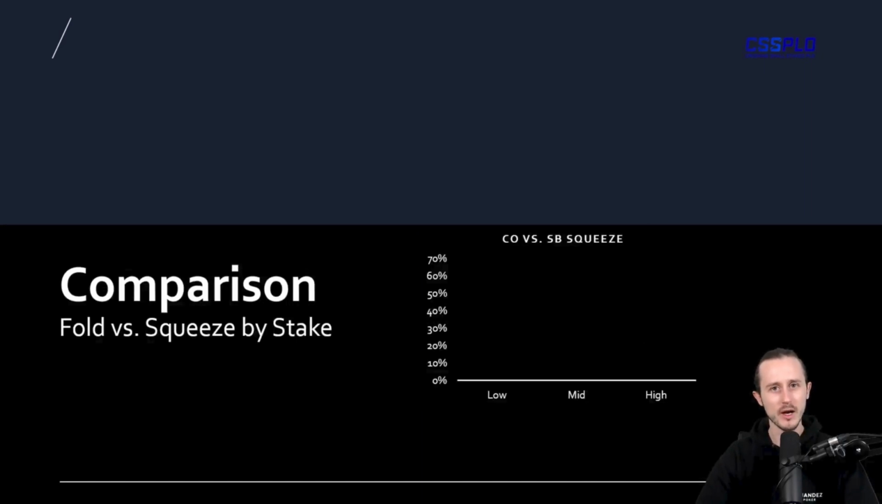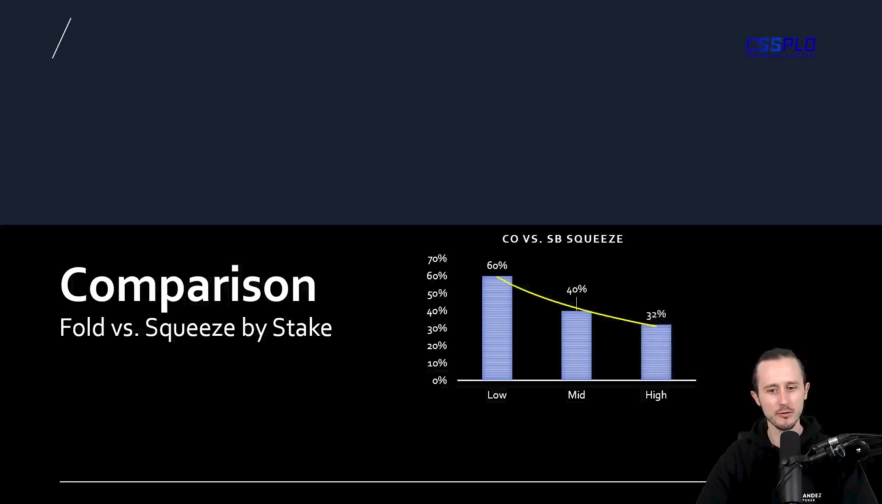Now let's compare the stakes that we are actually playing. So first of all, we're playing low stakes. Let's say PLO 50. That's what the course and the simulation here is built on. At low stakes, as I told you, we're folding 60% of the time. That's what we are supposed to do. However, if we start playing higher stakes, for example, mid stakes, the fold frequency here versus a squeeze drops to 40%. And at high stakes, the fold frequency drops to 32% only.